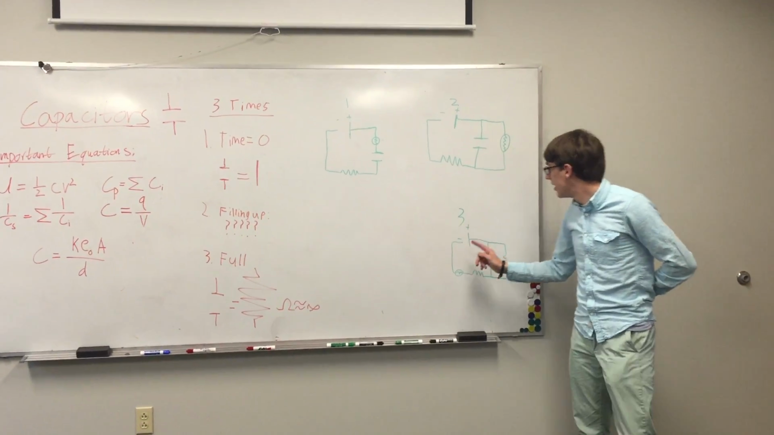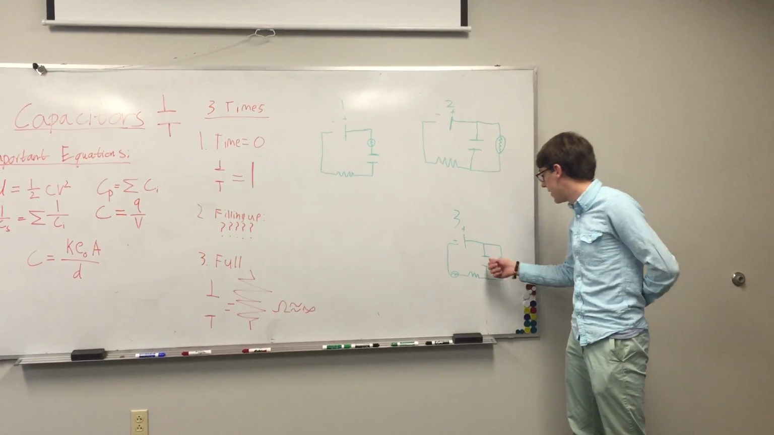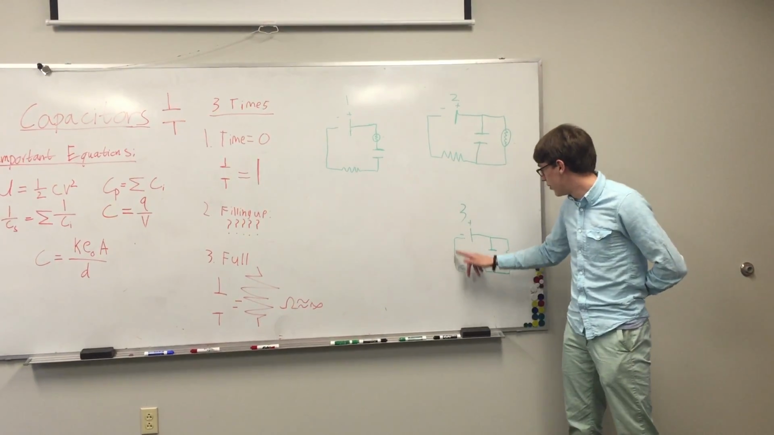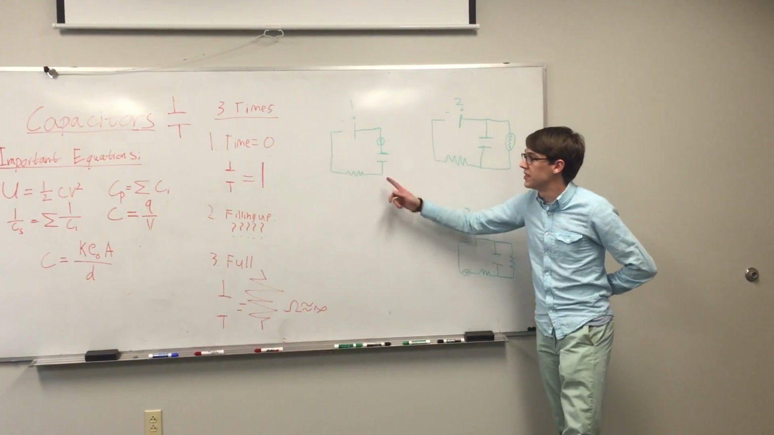And then we have 3, which will also be the same thing, as you can see, because this will have infinite resistance, so all of the charge will flow through here, making this light up the same as this at time equals 0.